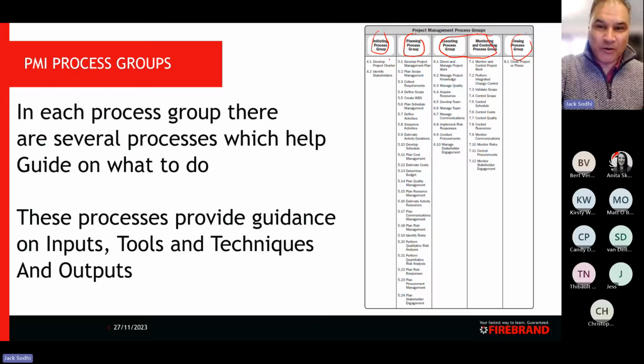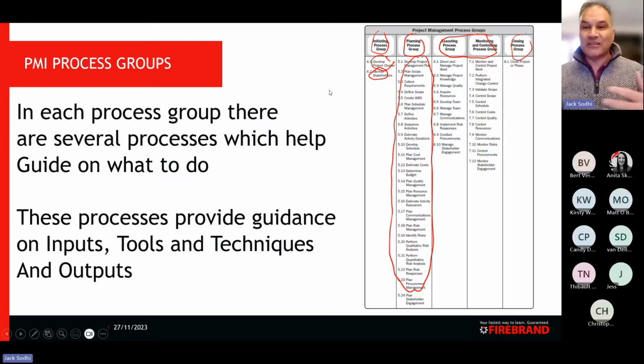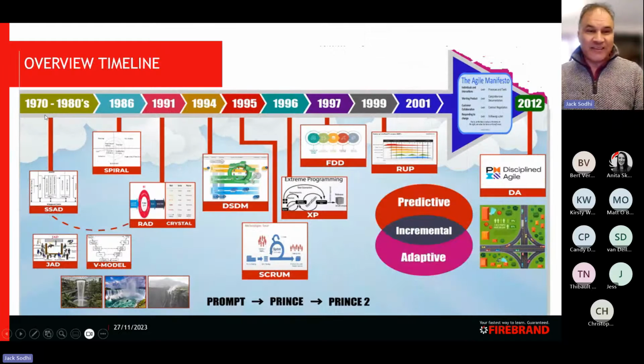But you can see all the processes like develop project charter, identify stakeholders, and all these processes we need to consider each one, and each of the processes has inputs, tools and techniques and outputs involved in them. And as a project manager, you have to know each one of those and be able to apply them at the appropriate times. And then looking at that graphic again, this is the timeline.